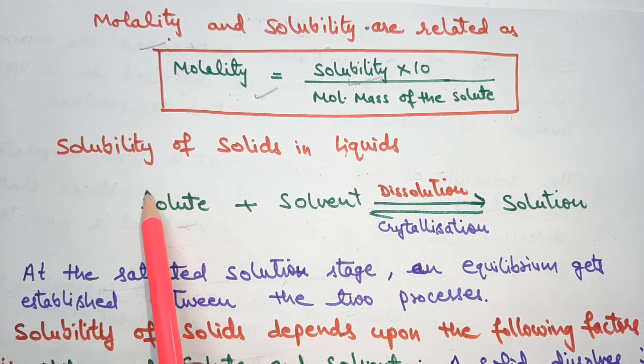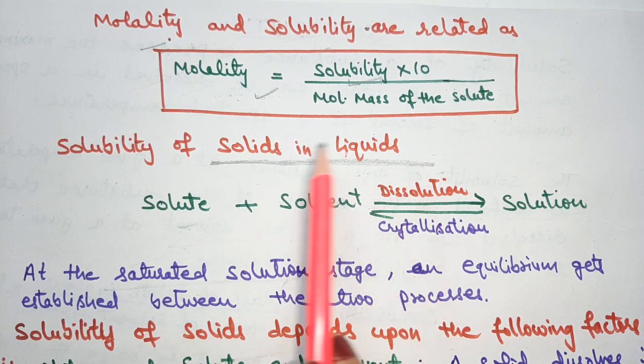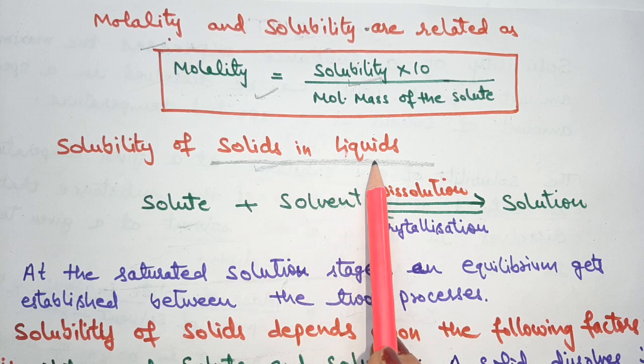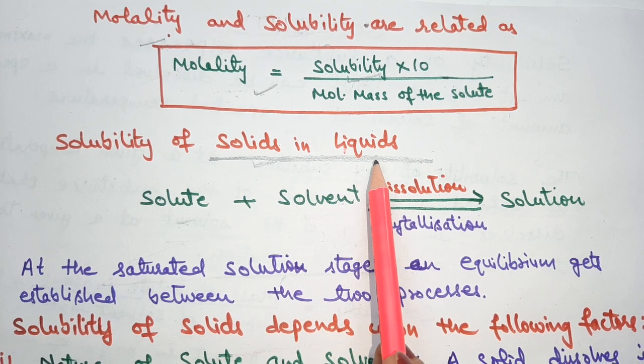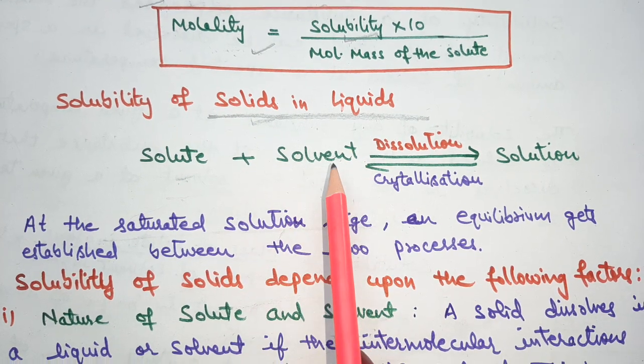So next is the solubility of solids in liquids. Now we will discuss the solubility of solids in liquids, how solids get dissolved in liquids, and what the various factors are upon which the solubility of solids depends.